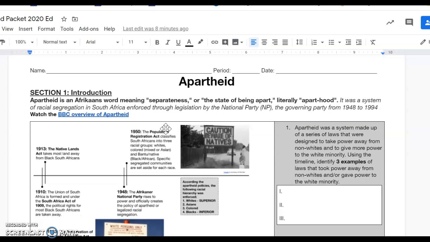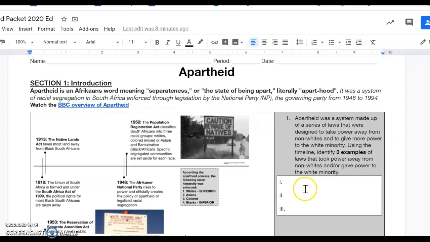Watch this video. It's about 94 seconds. Then you're going to give three examples, making use of the timeline in the video. Identify three examples of laws that took power away from non-whites and/or gave power to the white minority.